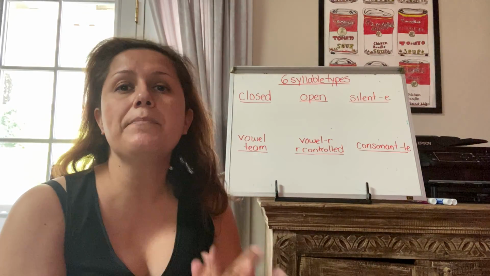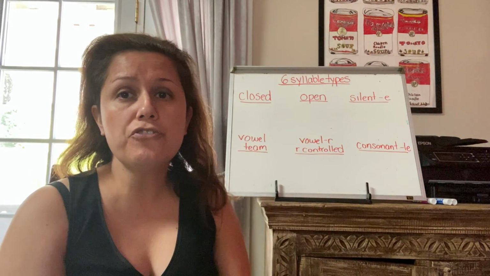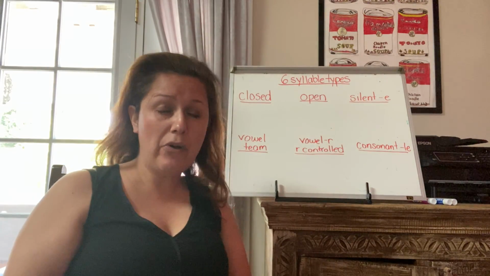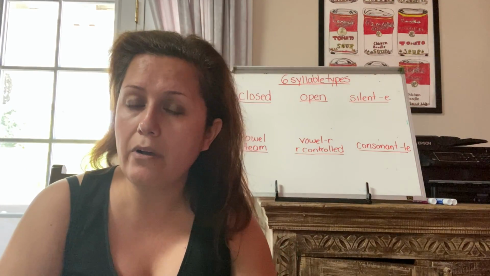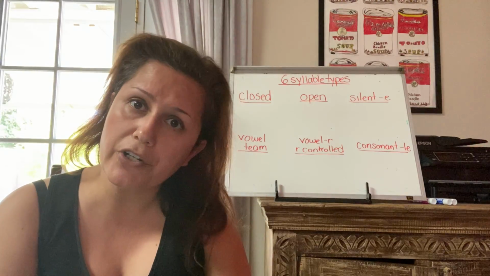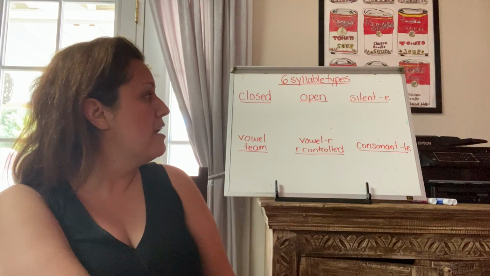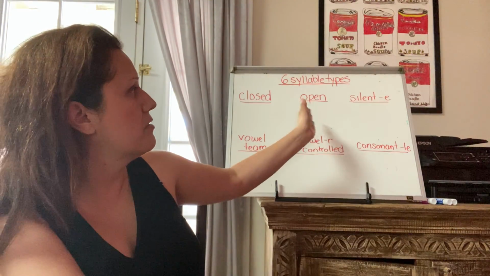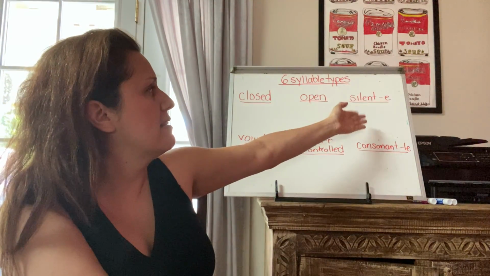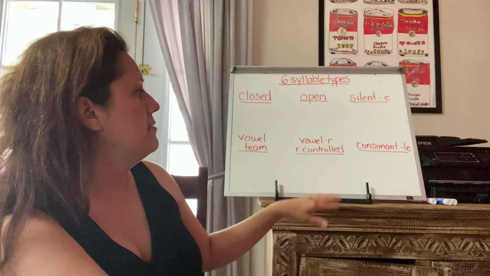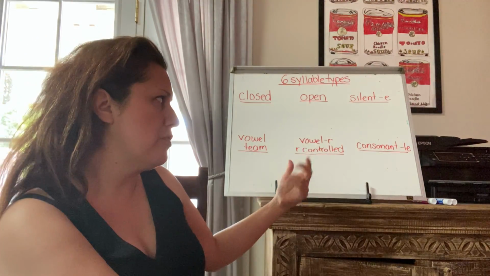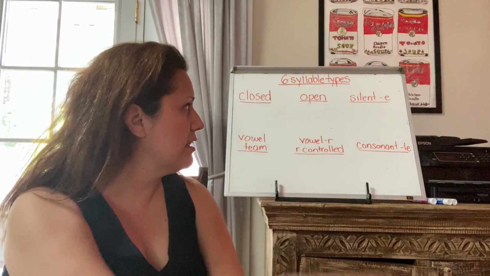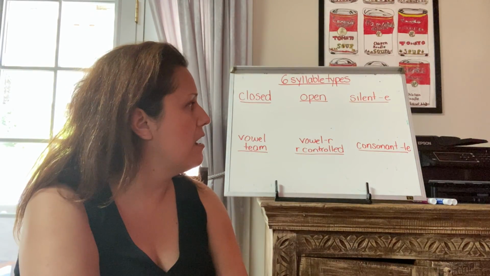We have 6 types of syllables, so first you should know how to break up syllables. If you haven't done so already, make sure you check out my video on how to find syllables in words. And then we can put them into 6 different categories. We have closed syllables, open syllables, silent E, vowel teams, vowel R or R controlled, and consonant plus LE. So I'm actually gonna head backwards on this.